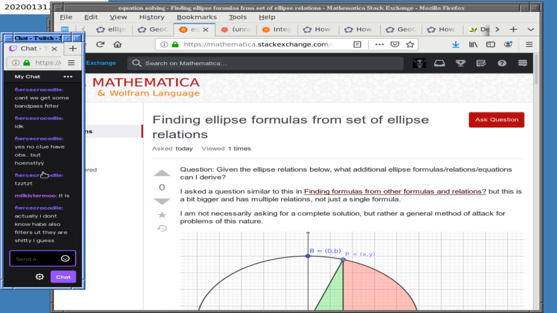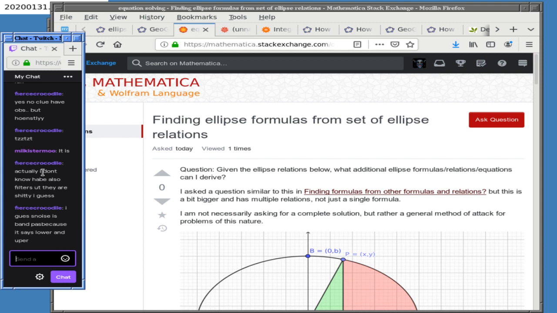But also, filters, they are crazy. Yes, noise gate is banned because it says upper and lower. It does? Okay, hang on.